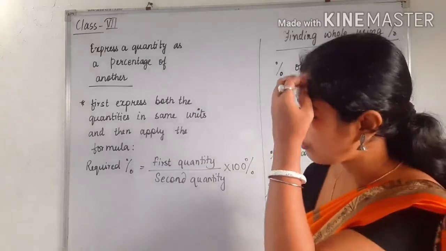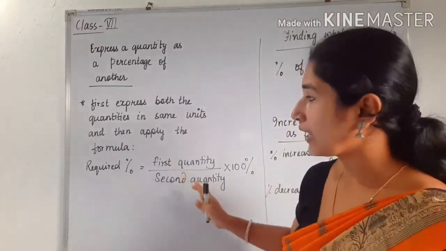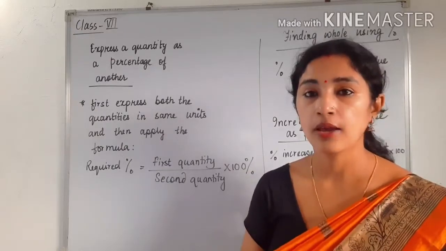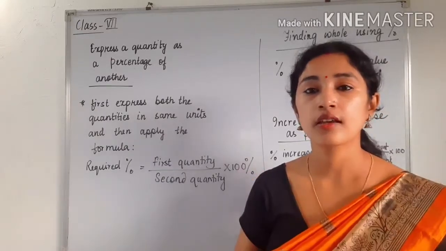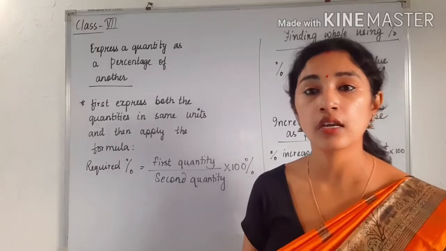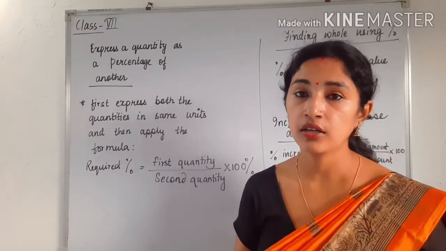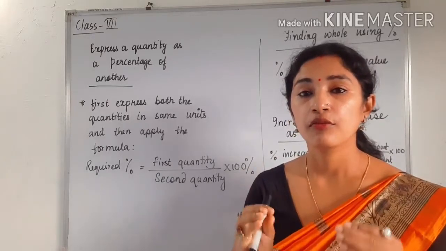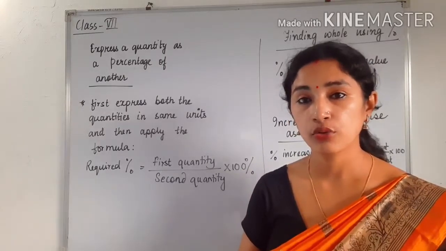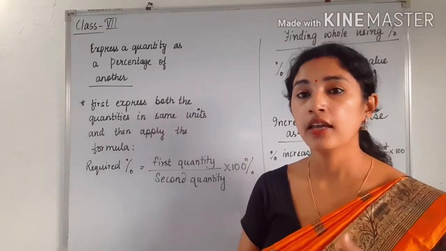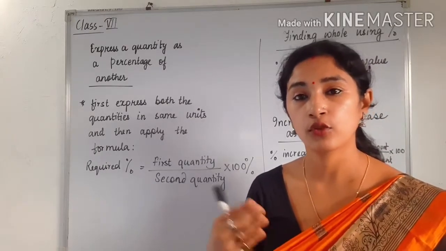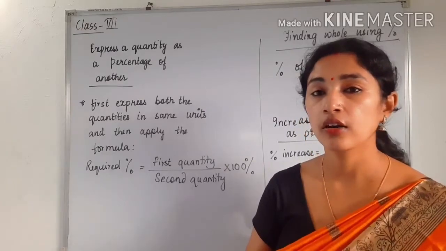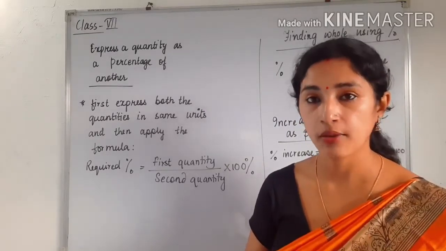So what is the formula? See, before applying the formula, first of all we have to make the units the same. If the two quantities are given, suppose one quantity is given in centimeter and the other in meter, then we have to convert the units into the same unit. If you want to convert into meter, then we have to convert both quantities into meter. Both the units should be the same.